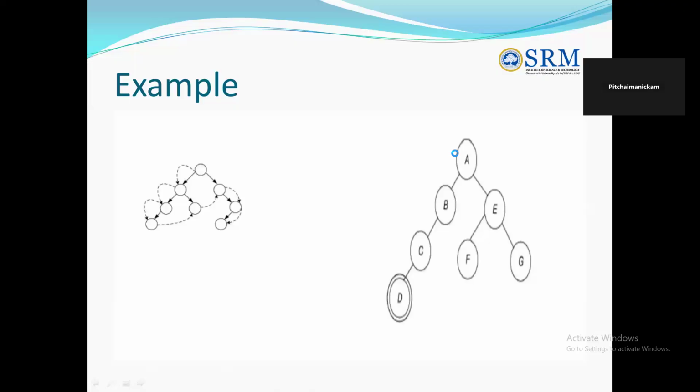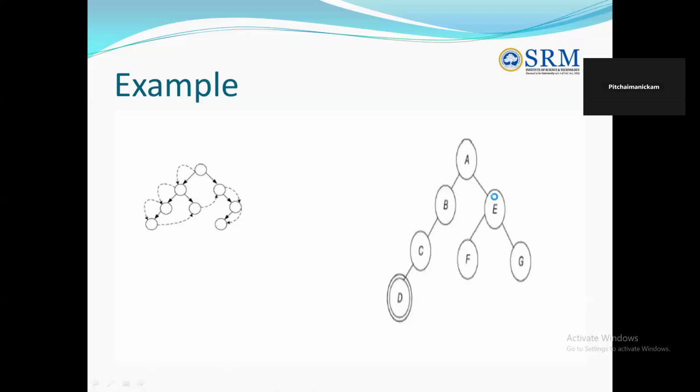Suppose we want to find the solution. Here we are using the stack data structure. The searching process is expanded up to one depth of the node. If we take node A, we have two options: B and E. Again, B can be expanded further, and C can be expanded to D. So the goal node D is now reached.